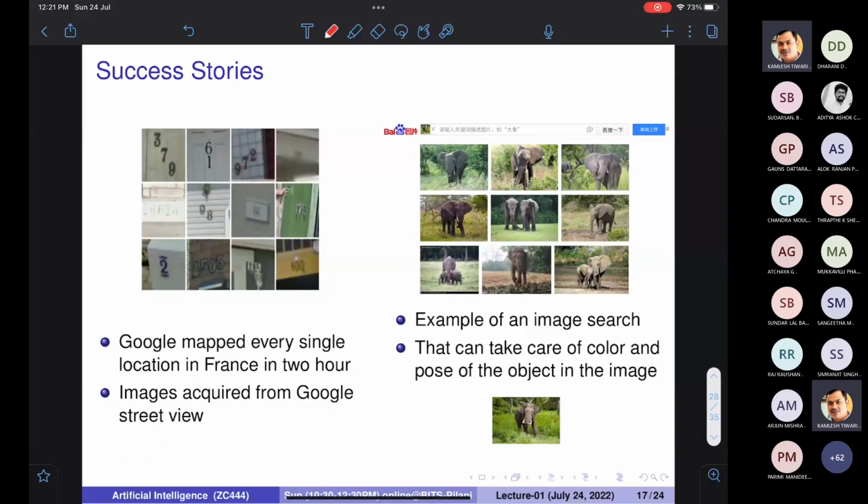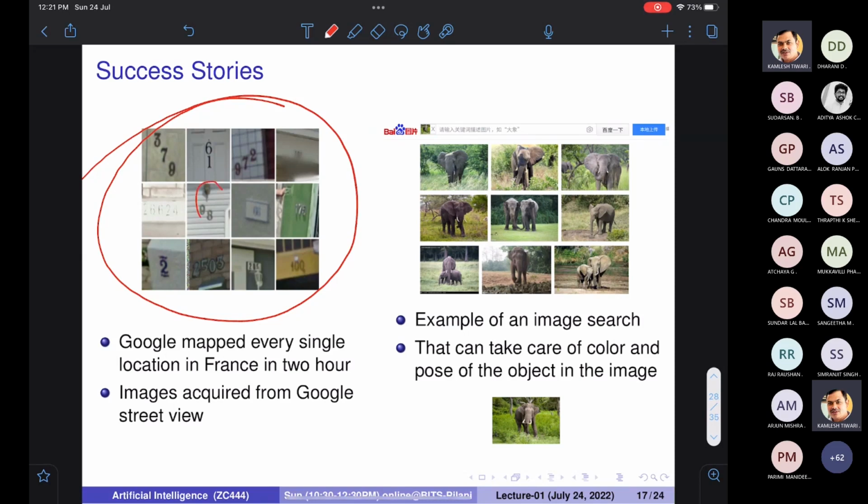99.46%, very high accuracy. This is another example where street view photographs are taken, and we want to find out what the house number is. People write house numbers in very different ways. If somebody wanted to do it, it may take years, but within two hours the computer was able to do it correctly.